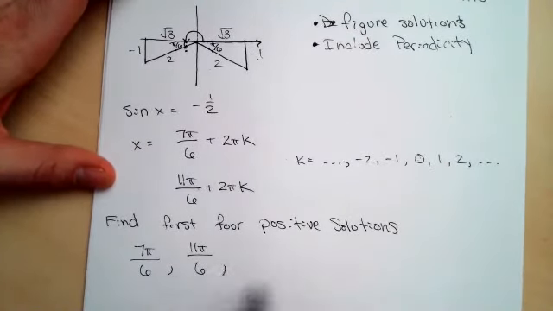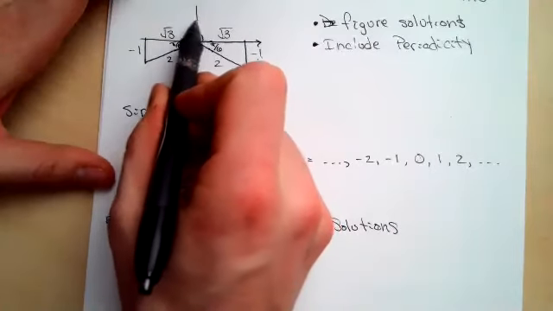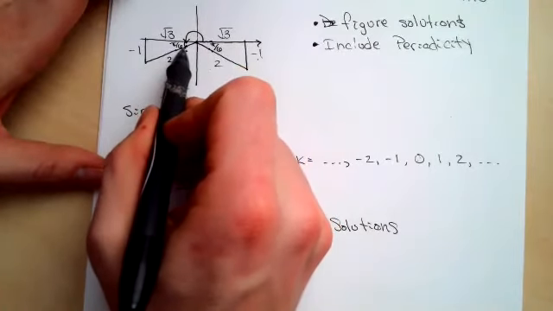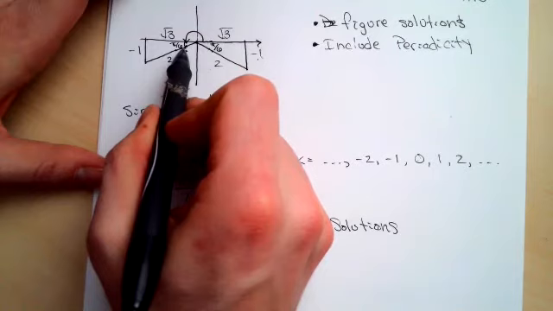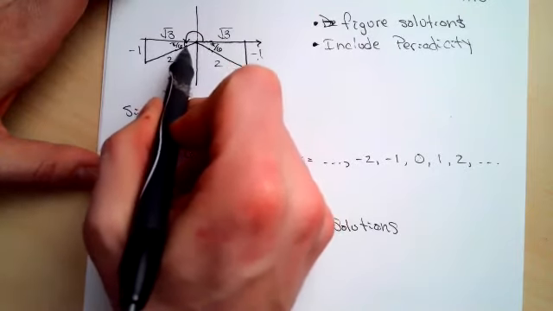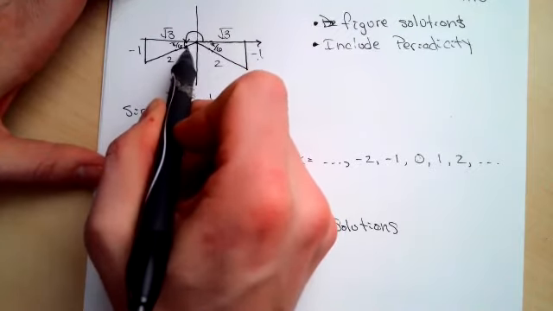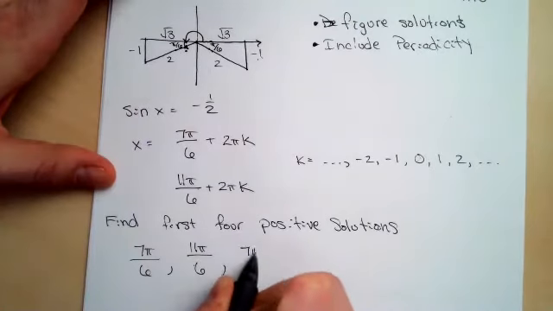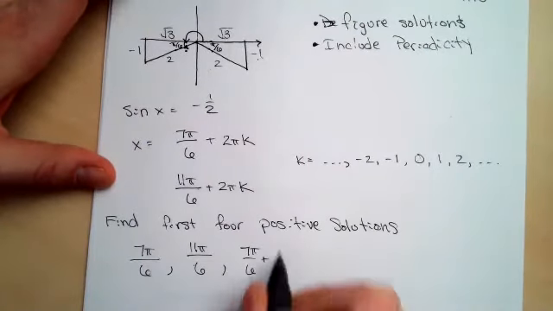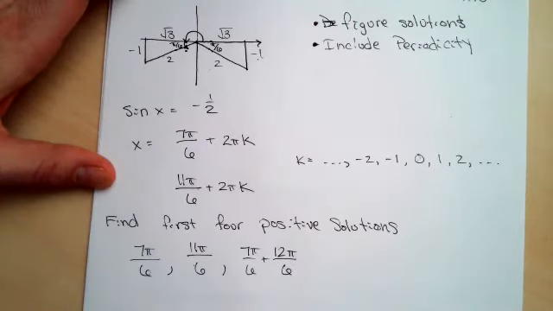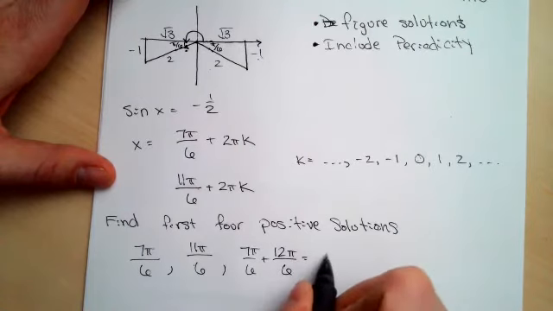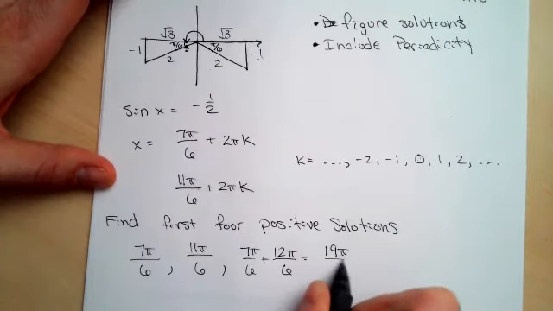And then we need 2 more. So we're just going to keep wrapping around the circle. So now how much am I going to be when I get back around here? Well, if I start here, this was 7 pi over 6. How do I get back? We have to add 2 pi. So the next solution is going to be 7 pi over 6 plus 2 pi, which I'm just going to write as 12 pi over 6. So our next one is going to be 19 pi over 6.